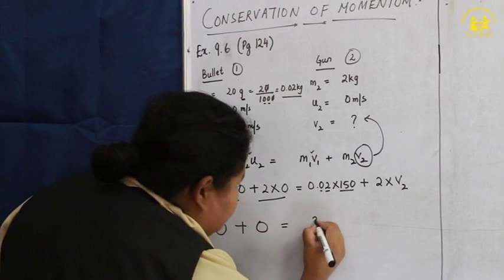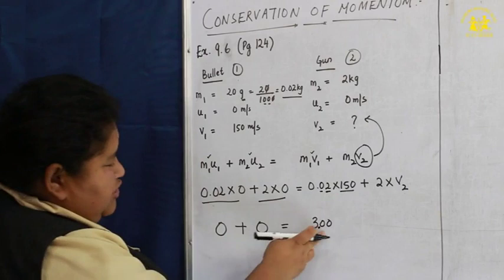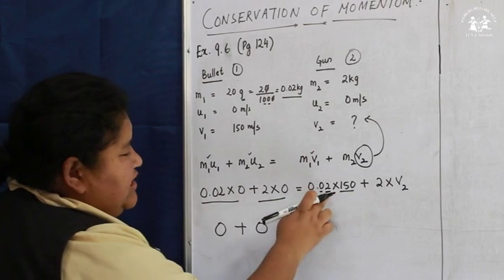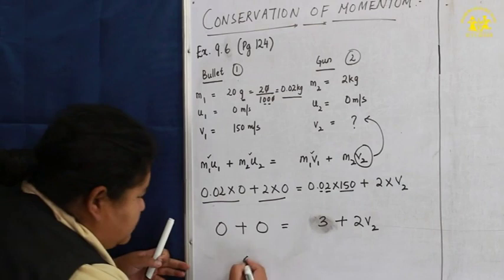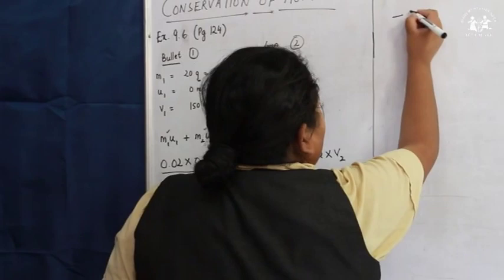So let us write like this. Shifting the point two digits, we get 3.00, which is 3. So 150 times 0.02 is 3, plus 2 V2. Okay, 0 plus 0 is 0, is equal to 3 plus 2 V2. Moving the 3 across, it becomes minus 3. So 0 minus 3 is minus 3, right?